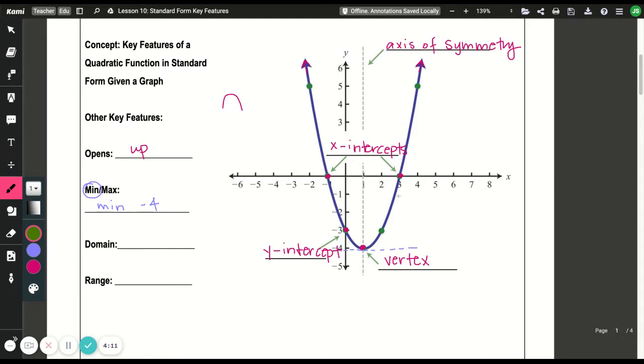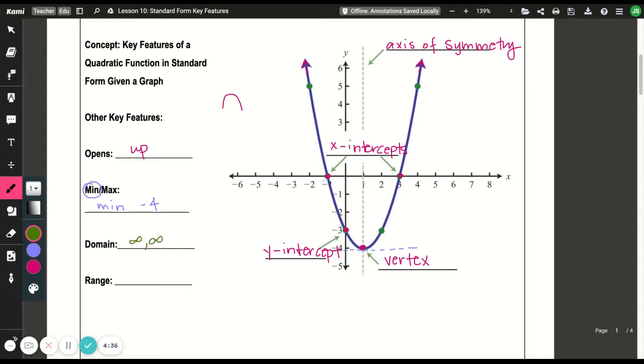So the domain means how far to the left does our graph go and how far to the right. So to the left, this graph's just going to keep going forever, up, up, up, and also to the left. To the right, it's just going to keep going up, up, up, and also to the right. So it's going to go forever to the left and forever to the right. In math, when we say forever, we use infinity.